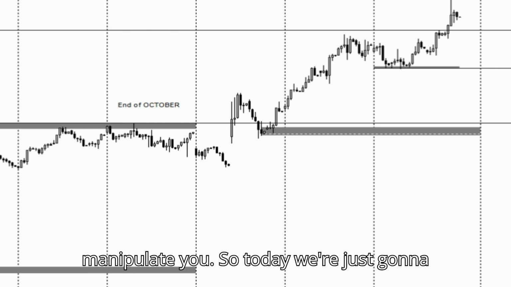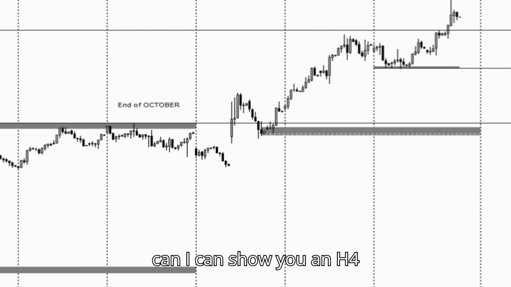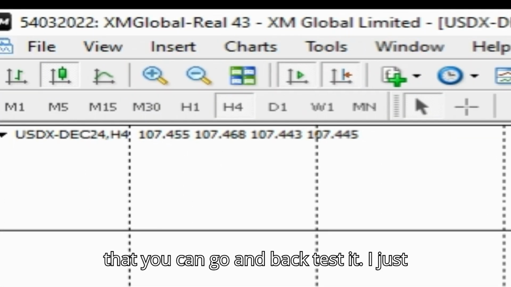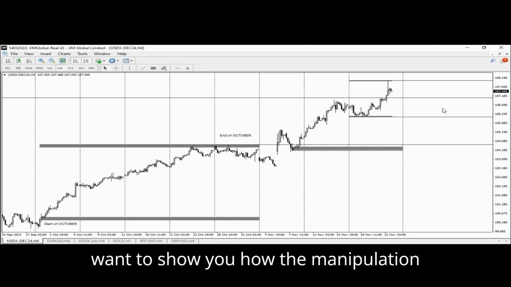I'll be teaching you how to trade USD index and how to see how big institutions and big players manipulate you. So today we're just going to dive into something really quick that I can show you on an H4 that you can go and backtest. I just want to show you how the manipulation works.